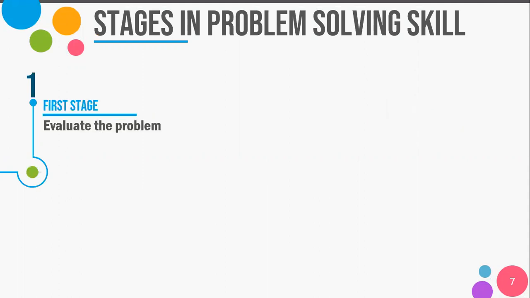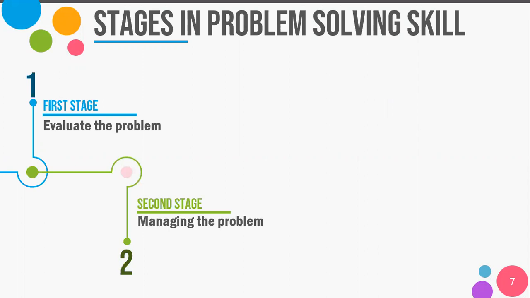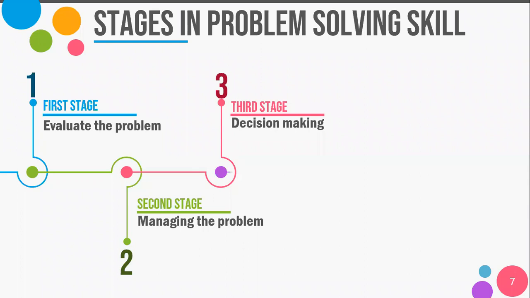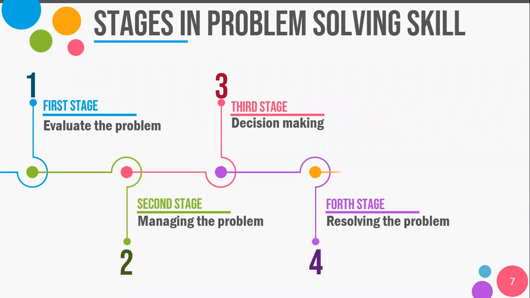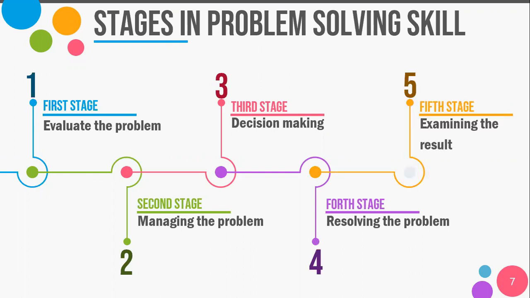We start with the first stage, which is to evaluate the problem. If you want to know what problem you are facing, you have to evaluate it first, to see whether it needs a different skill, for example if it involves people. We will discuss it more after this. Second is managing your problem.